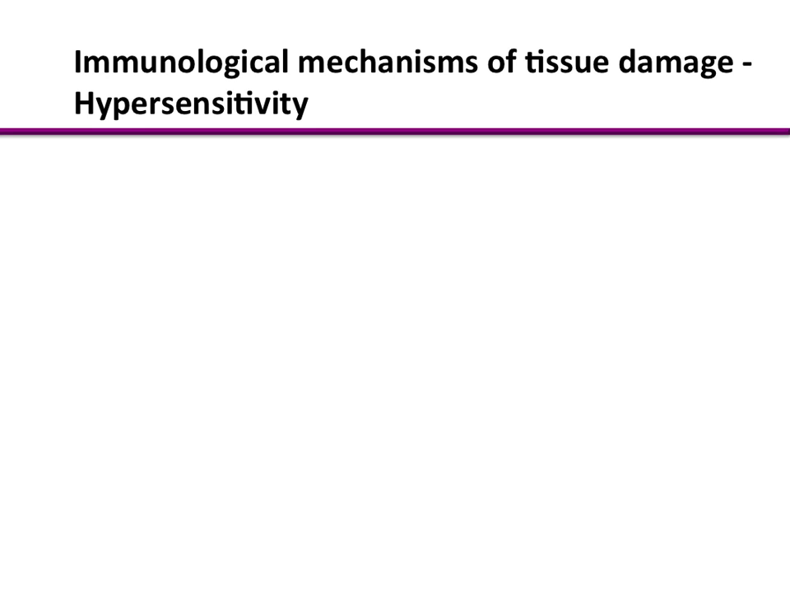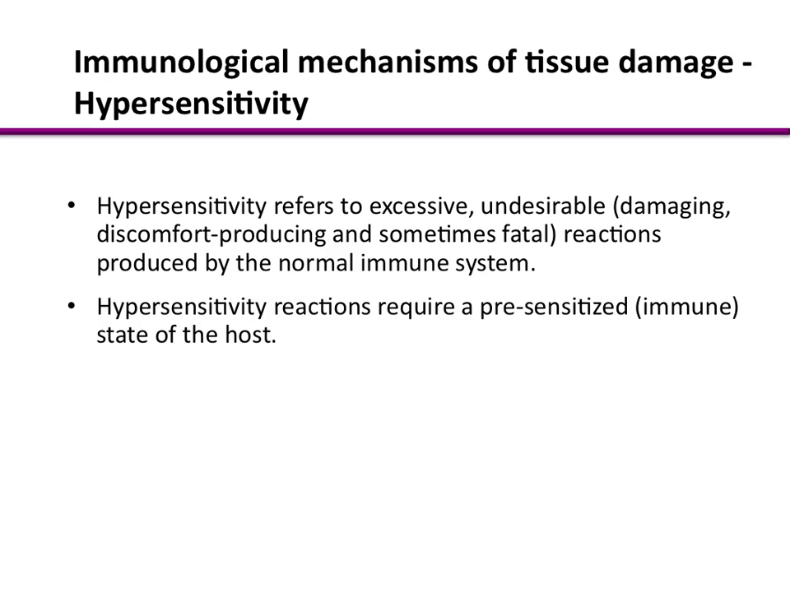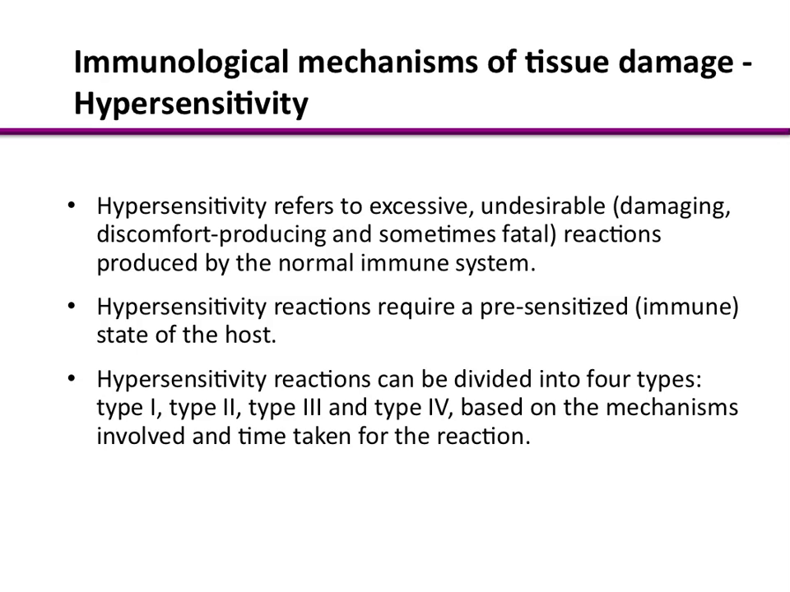Hypersensitivity refers to an excessive, undesirable, damaging reaction produced by the normal immune system. Hypersensitivity reactions require pre-sensitization, so we talk about an immune state. Hypersensitivity reactions are normally divided into 4 types, Type 1, 2, 3, and 4, based on the mechanisms involved and the time taken for the reaction. Hypersensitivity reactions are actually the most important part of immunology for anybody in medicine to understand.